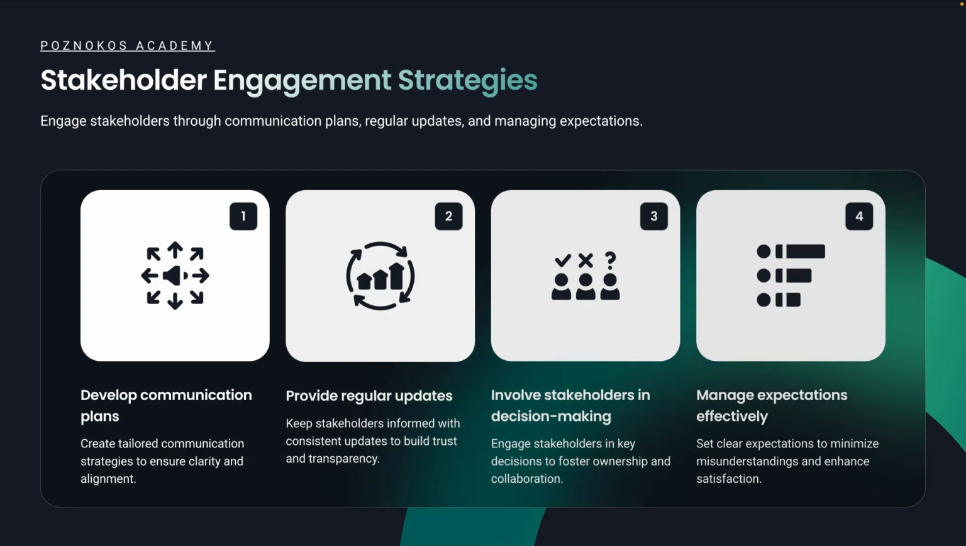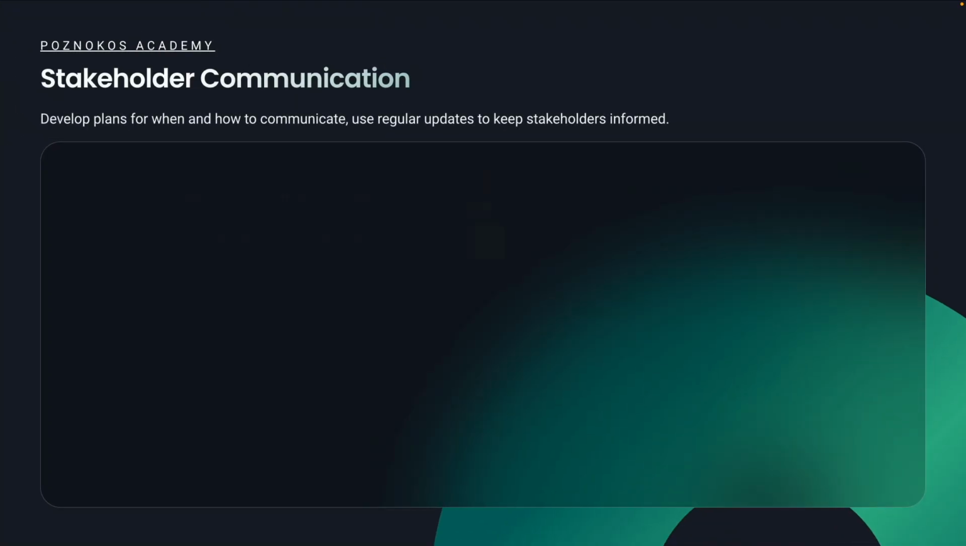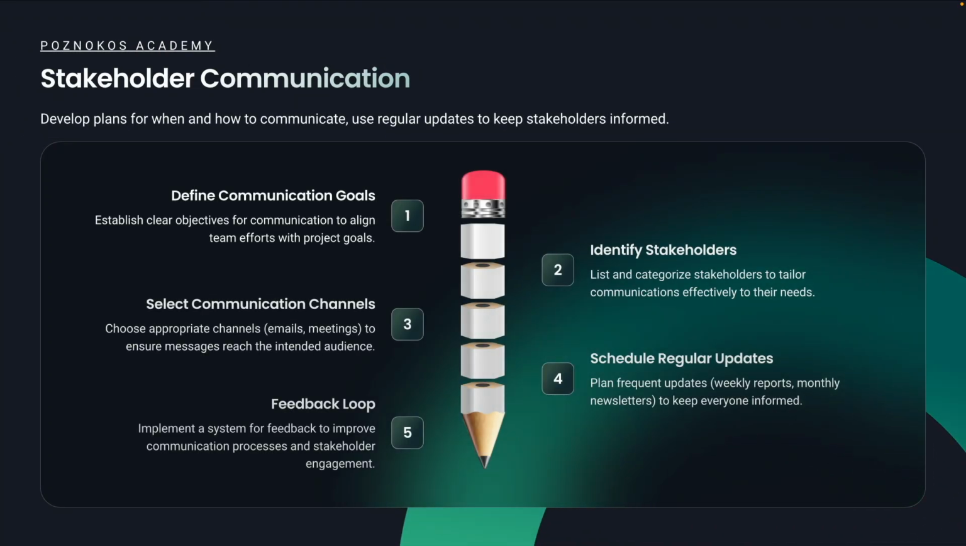It depends on the requirements of your project. And here we have stakeholder communication. Here are 5 key items. It's define communication goals. When you'd like to communicate with somebody, you need to understand what your goal is, what you are pursuing. So establish clear objectives for communication to align team efforts with project goals.